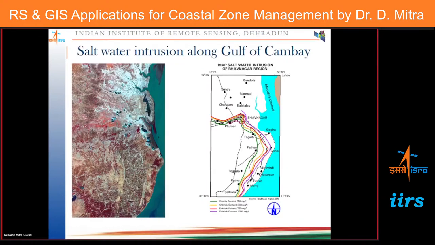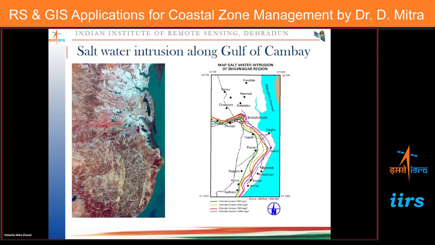This is saltwater intrusion along the Gulf of Khambhat, where you can see these black lines. They are the salt pans, where people make salt during high water time. When the water comes into the creeks, it gets evaporated due to the scorching sun rays, and with a little bit of processing, you get the salt. And Gujarat is the highest salt producing state in our country.